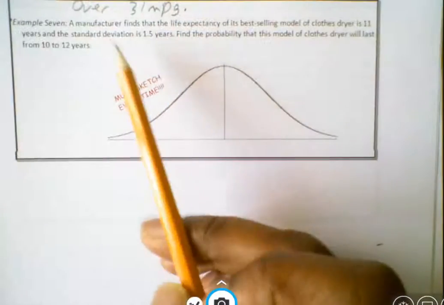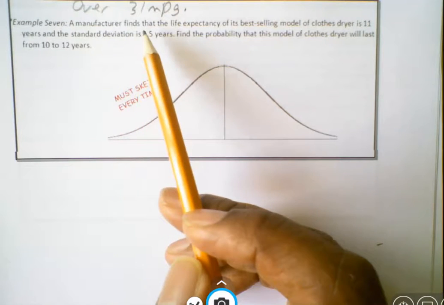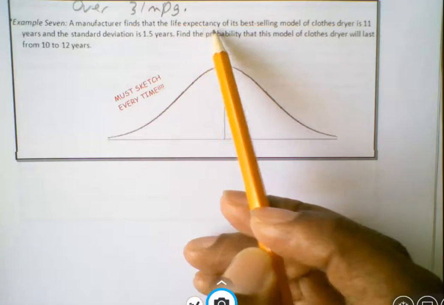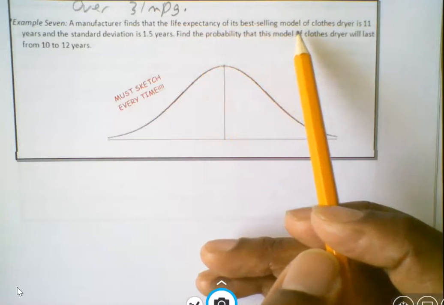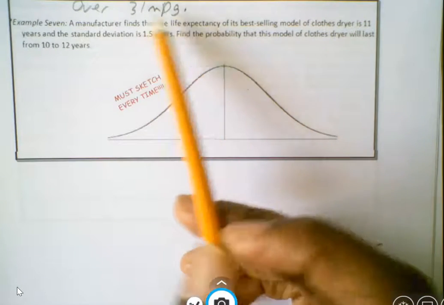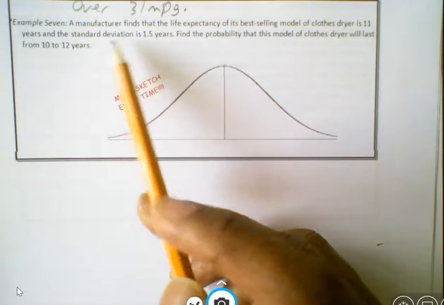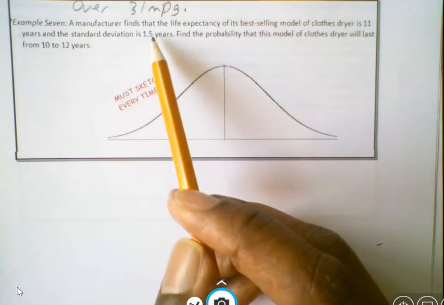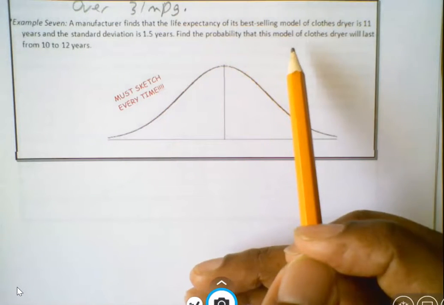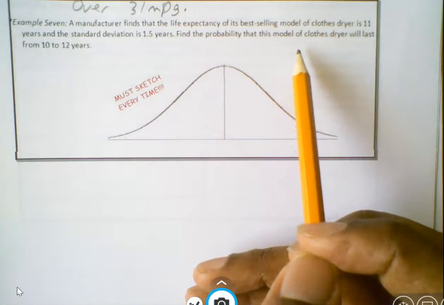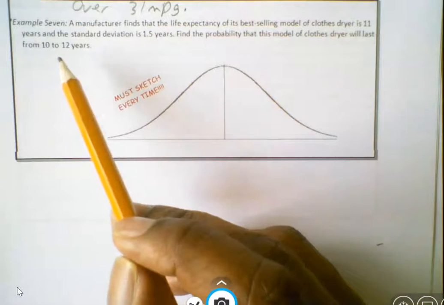All right, in this problem, it says the manufacturer finds the life expectancy of his best-selling model of clothes dryers is 11 years, and the standard deviation is 1.5 years. Find the probability that this model of clothes dryer will last from 10 to 12 years.